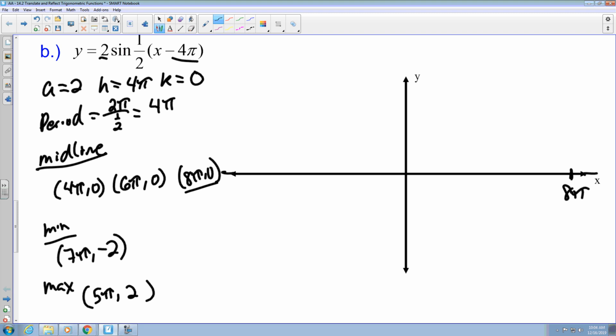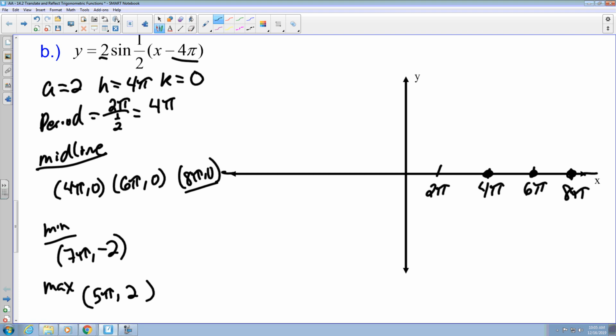So I got, so it looks like I got 4 pi right here. I got 2 pi. And we got 6 pi, 2, 4, 6, 8. All right, so looking at this, plotting points. First I'm going to plot my midline points. So my midline points are going to be 4 pi comma 0, 6 pi comma 0, and 8 pi comma 0.